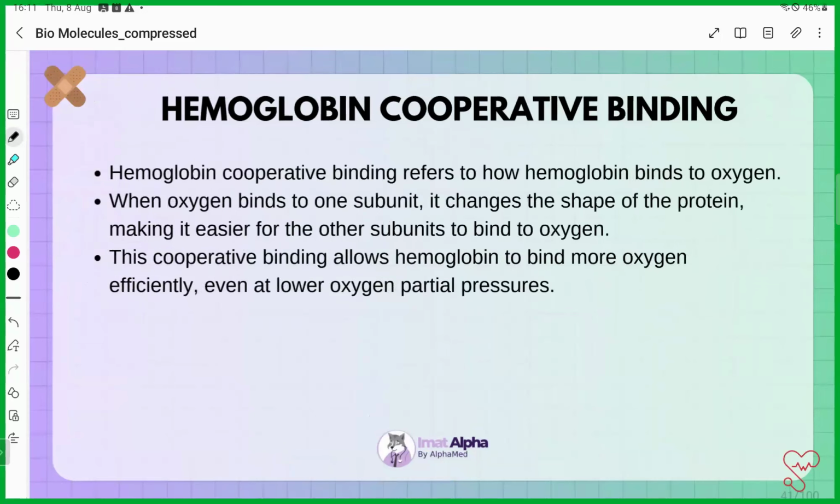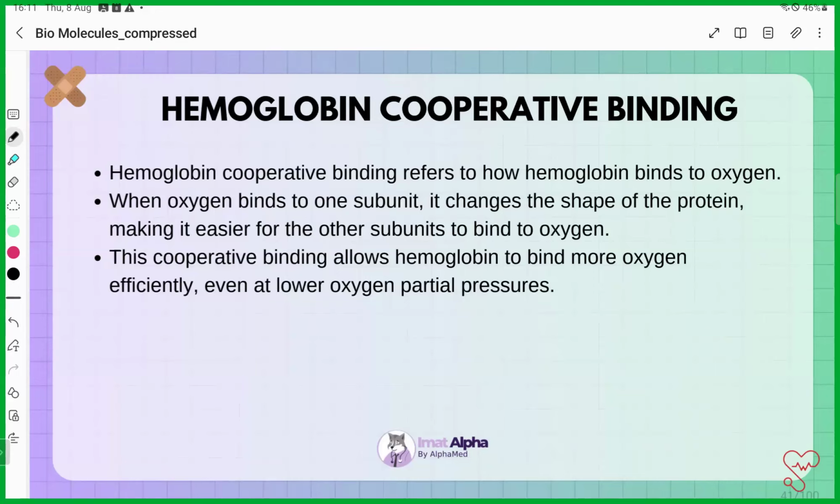Hemoglobin cooperative binding refers to how hemoglobin binds to oxygen. When oxygen binds to one subunit, it changes the shape of the protein, making it easier for the other subunits to bind to oxygen. This cooperative binding allows hemoglobin to bind more oxygen efficiently, even at lower oxygen partial pressure.